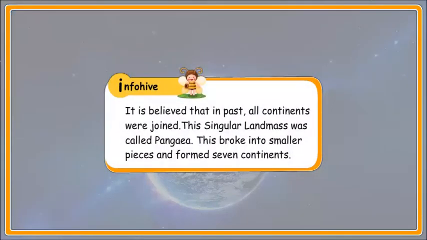Info Hive: It is believed that in the past all continents were joined. This single landmass was called Pangaea. This broke into smaller pieces and formed 7 continents.